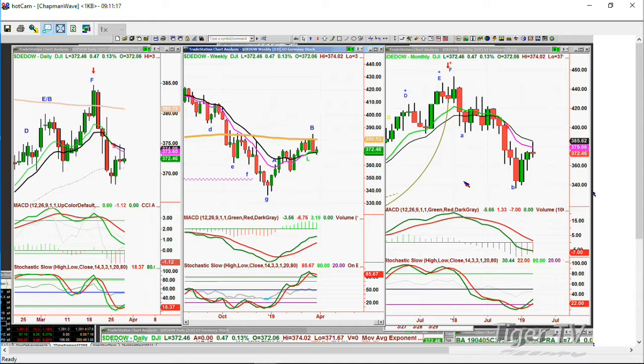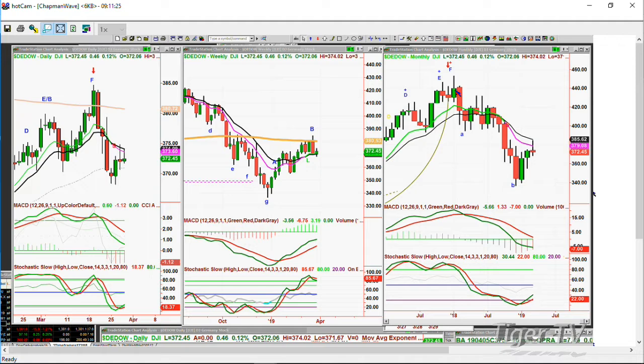On the downside, I'm not sure if that's going to be the case, but there's the peak F in the monthly chart. Very strong pullback from the 440, I think it was 450 something. Yeah, 453.30 area, January of 2018. Well, have a look at this.